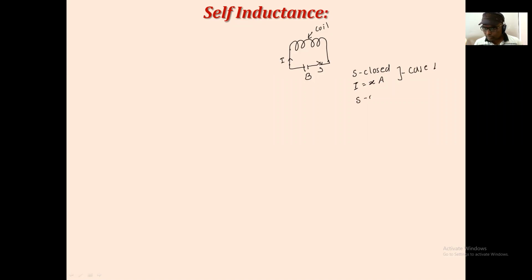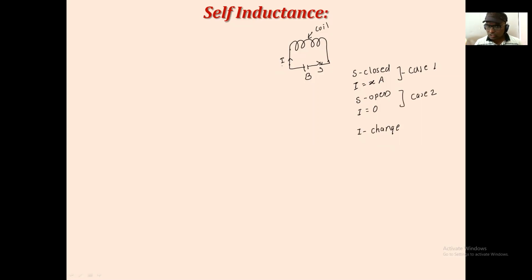Now S is open. If S is open, the circuit becomes open, so definitely I becomes 0. This is the second case. Is it right? And now when we continuously open and close the switch, this I will change continuously. When switch S is closed, I becomes X ampere. When switch S is open, I becomes 0 ampere. So 0 to X, it will be continuously changing.